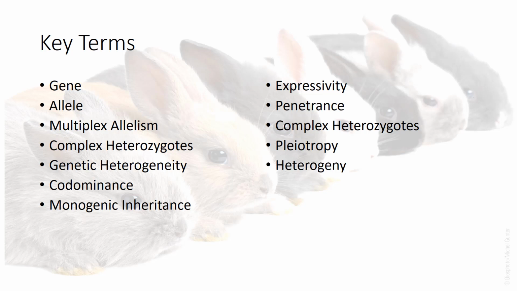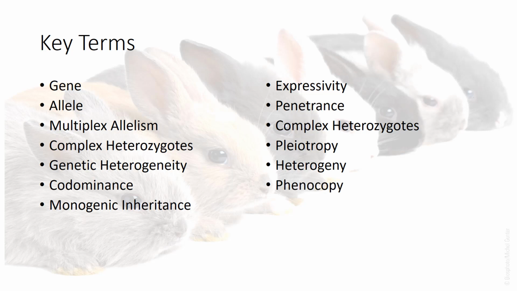Heterogeny. You might think of this as the opposite of pleiotropy. Basically, you've got multiple genes where mutations in any one of those genes produce the same phenotype.